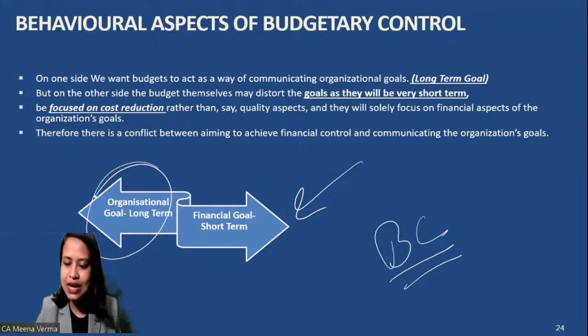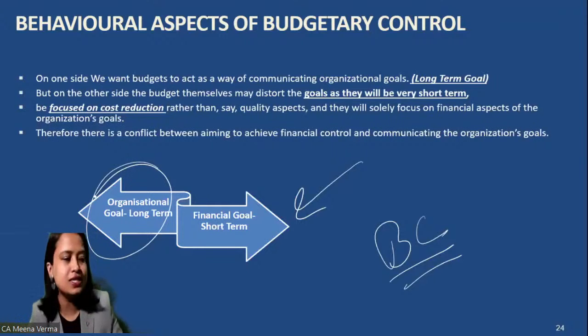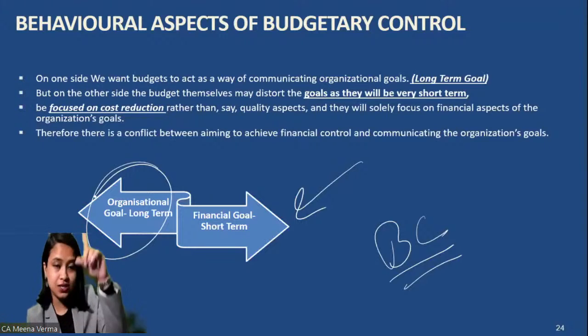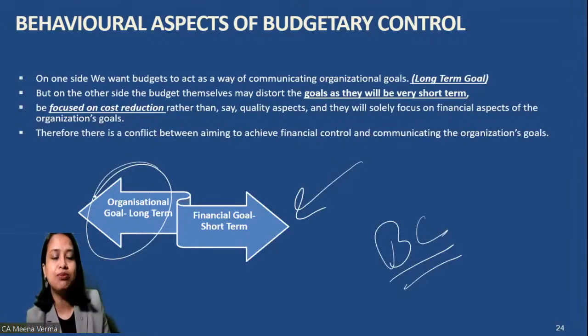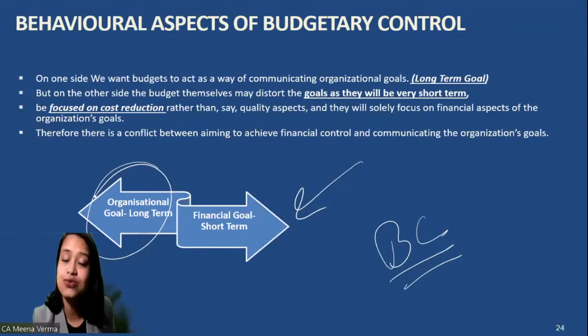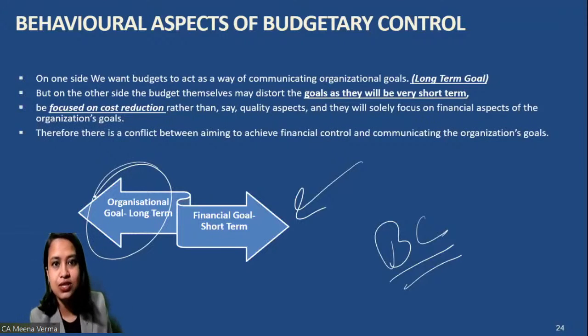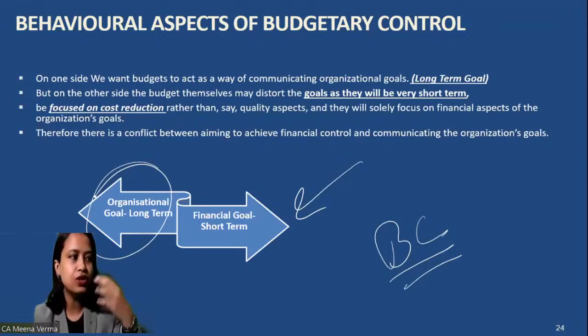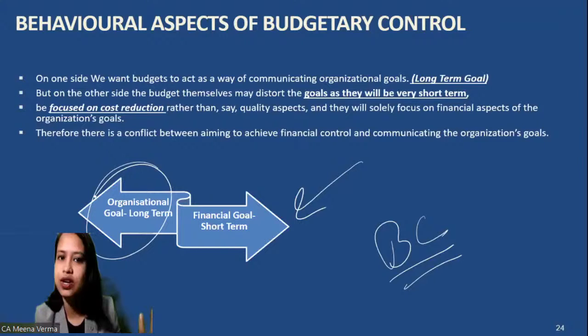So on one side, I'm considering my organizational goal, which is a long term goal. And on the other side, I'm considering the financial goal. We should focus on our financial goal, means we want profit, right? We want to increase the revenue, we want to reduce the cost, which is a short term goal. And though we have studied this in strategic cost management, sometimes we have to sacrifice the short term goal in order to get our long term goal. This is what we have studied. But here in budgetary control, they are saying try to achieve the organizational goal, not the short term goal.